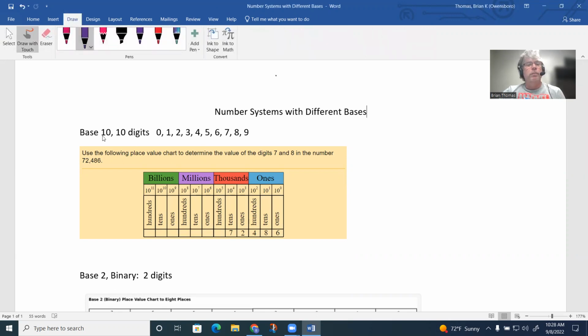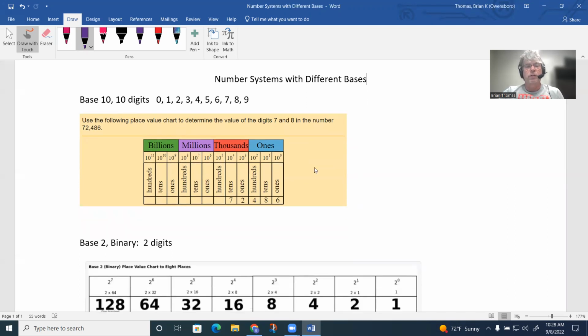As we move into this, base 10 is what we usually deal with in our everyday life. Notice that our base 10 system actually has 10 digits: 0, 1, 2, 3, 4, 5, 6, 7, 8, and 9. We create numbers using those digits by putting them in different place values. In our place value chart, we have the ones place, the tens place, the hundreds place, the thousands place, the ten thousands place, and the hundred thousands place.